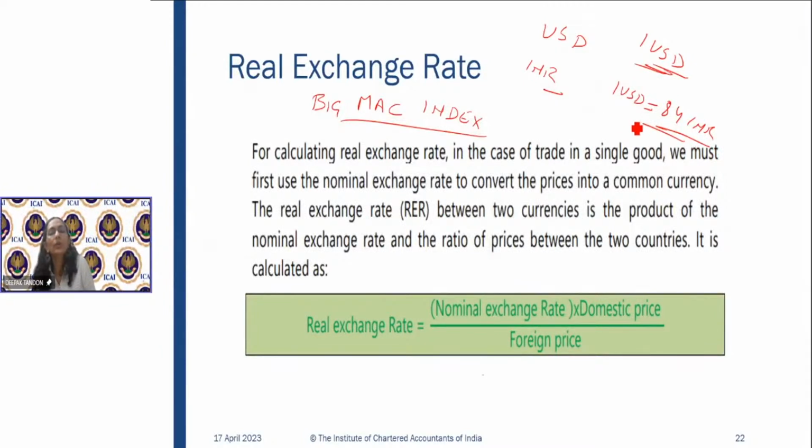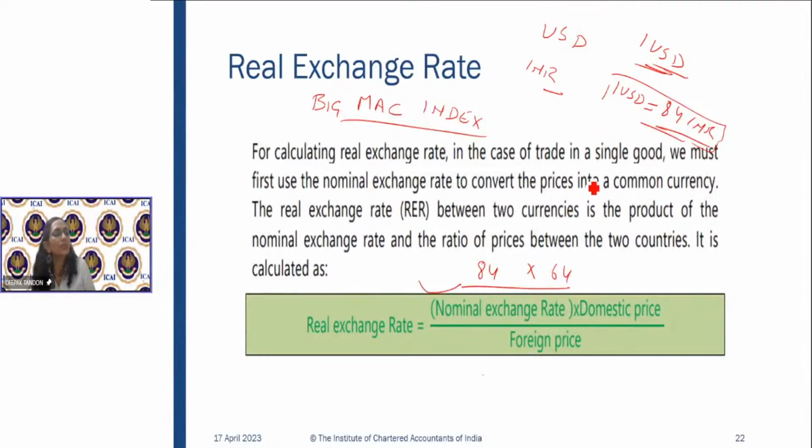Okay, 1 USD equal to, so this is the exchange rate. ये आपका हो गया nominal exchange rate. And domestic price burger की कितनी है इंडिया में? Let's say domestic price of Big Mac in India is 64. Okay, so 84 into 64 divided by the forex price.